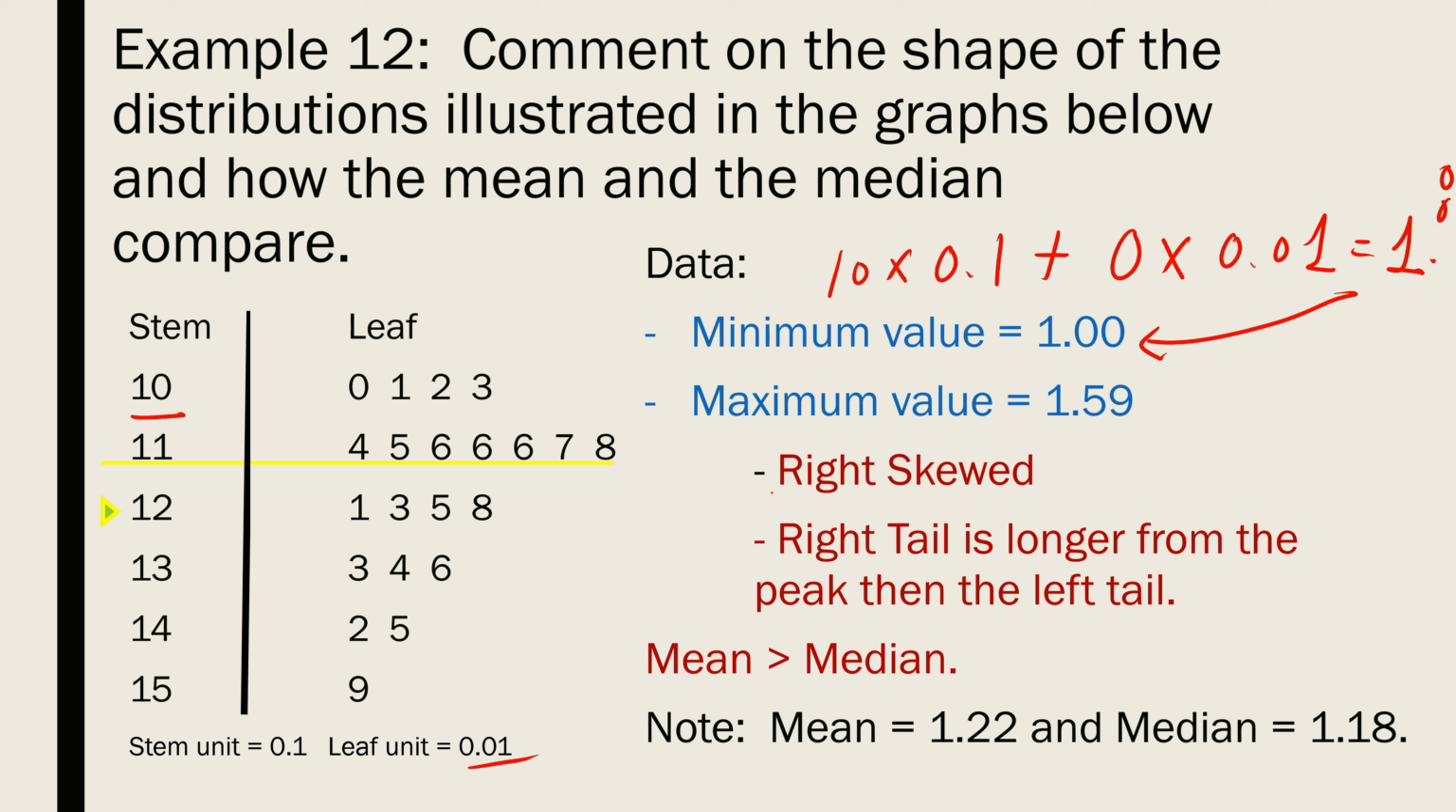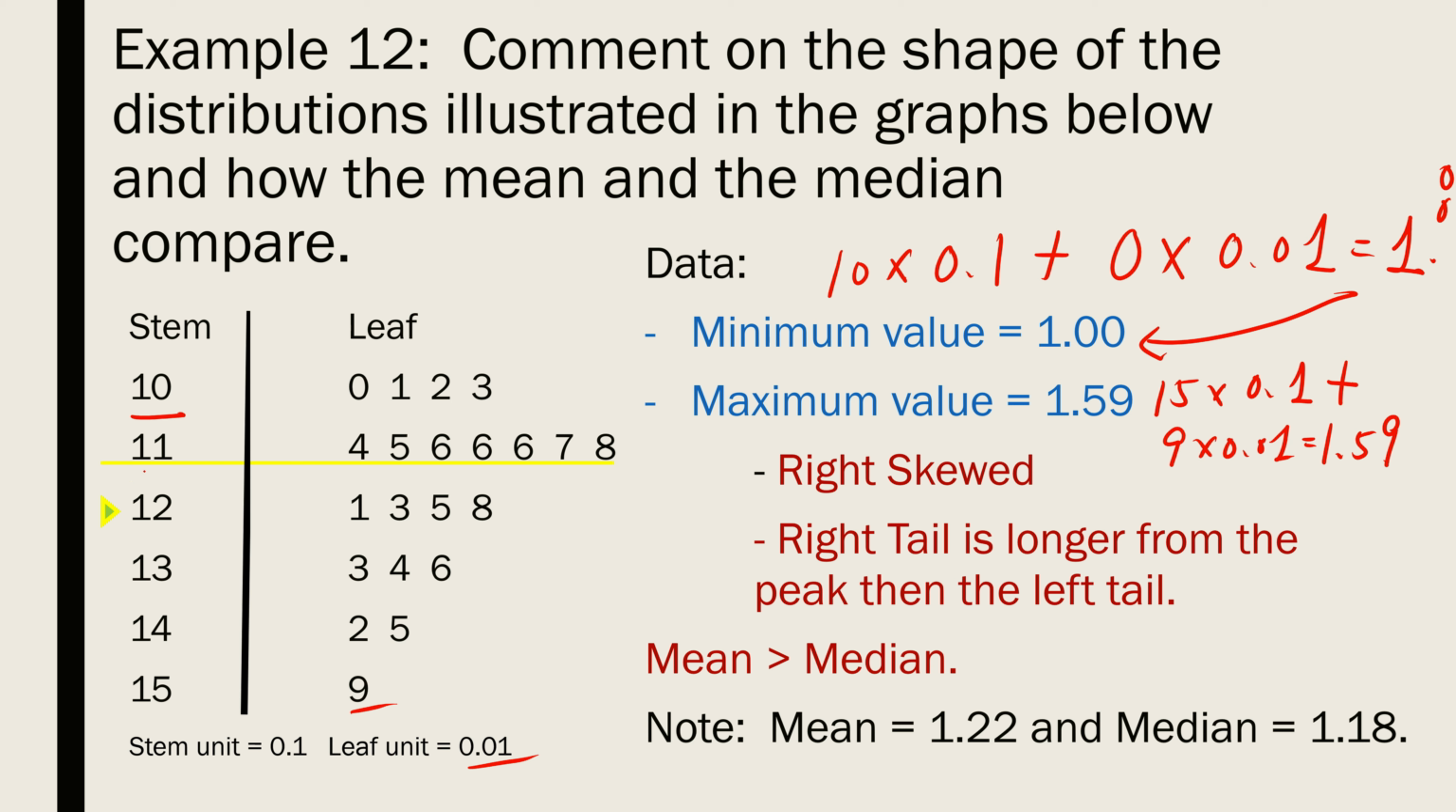To find the maximum value, first we need to find the maximum stem number, which is 15, and we multiply by 0.1, which is the stem unit, and we add the largest leaf number, which is 9. We use 9 times 0.01, and the summation is 1.59. You can verify it by yourself.